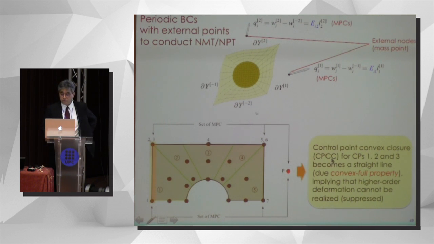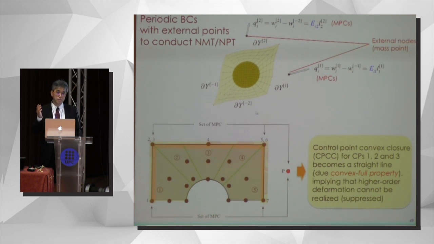Then we can recognize that the control point convex closure for the control points 1, 2, and 3 becomes a straight line. This is due to the convex hull property of the isogeometric analysis. This implies that the higher order deformation cannot be realized along this edge. Okay. The same situation applies to those edges. So we can't have the higher order deformation along the edge of the unit cell in this case.